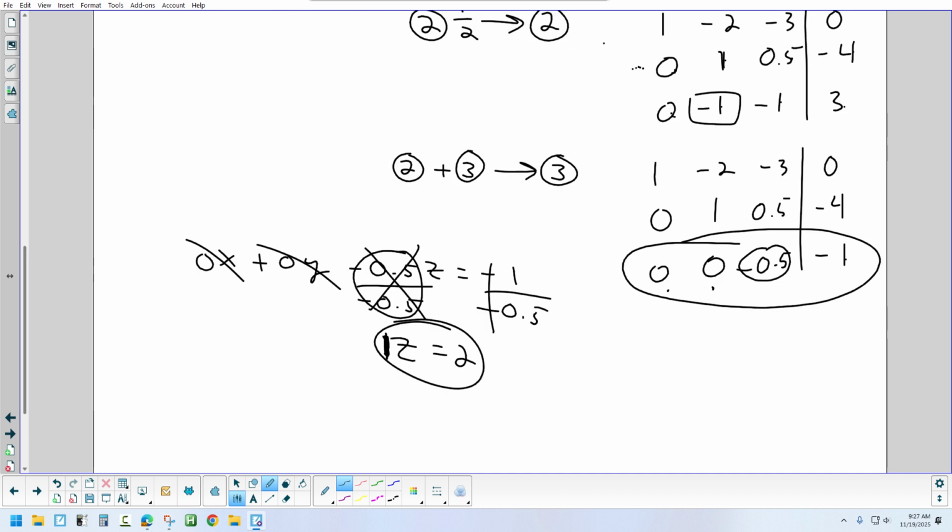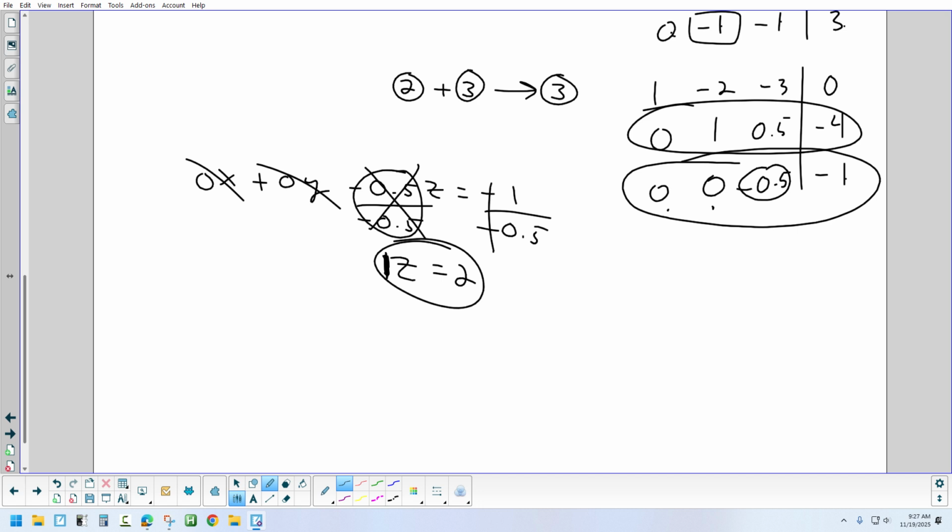What does the middle row say if you put the letters back in that one? 0x plus y plus 0.5z equals -4. The x is gone. The y, we don't know that yet, so I'm just going to leave that as y. But z, we know. When we plug in the 2 for z, what's 0.5 times 2?